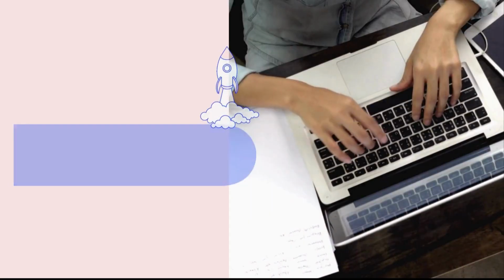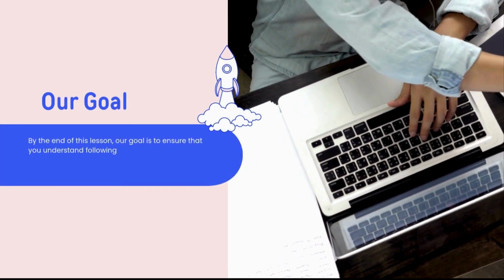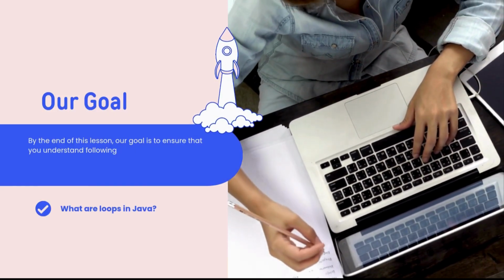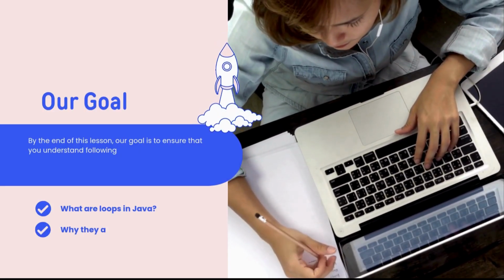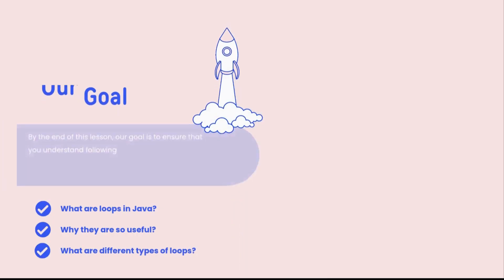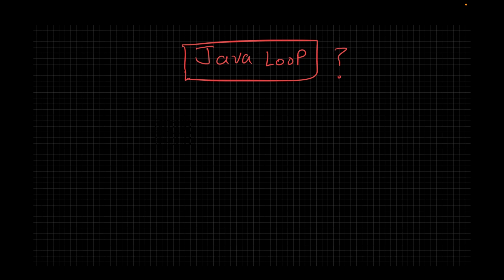By the end of this video, my goal is to make sure that you understand what loops are, why they are useful, and what the different types of loops are that you will use in Java. So what are loops, in simple terms? Just to keep it simple, a loop is a way to repeat a block of code as many times as needed. For example, if I ask you to print 1 five times, you are going to write 1 1 1 1 1. You are basically doing the same thing over and over again.